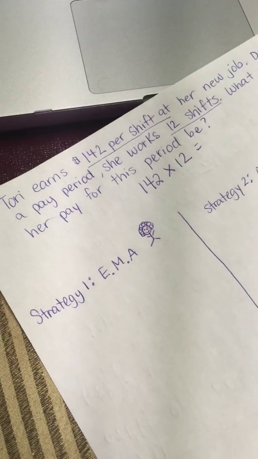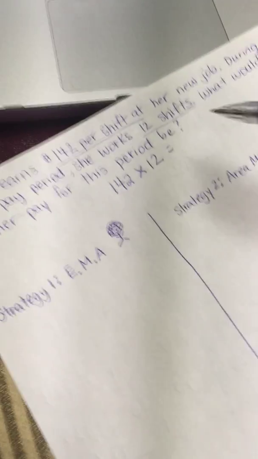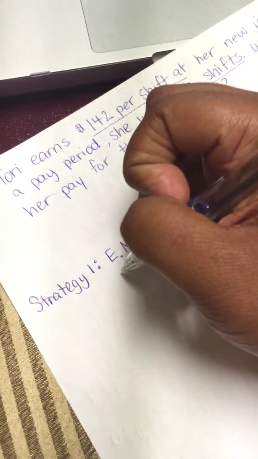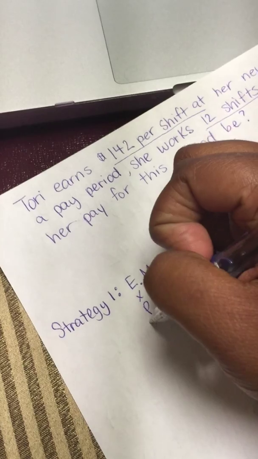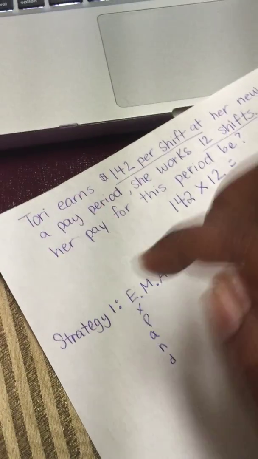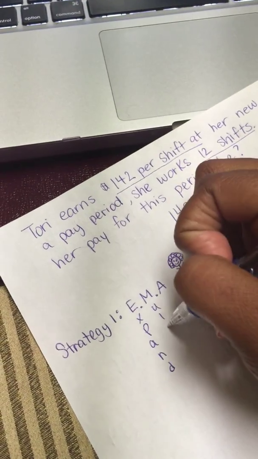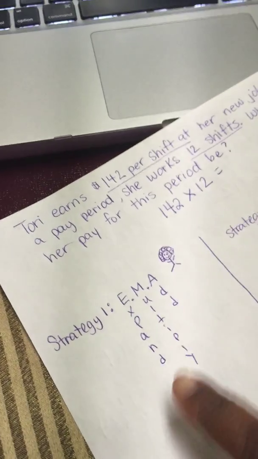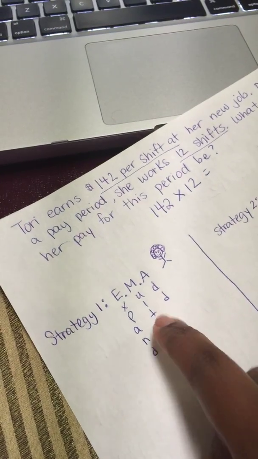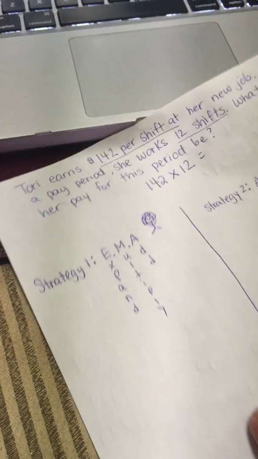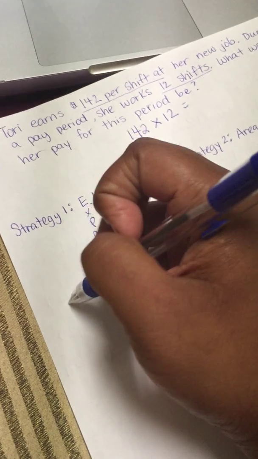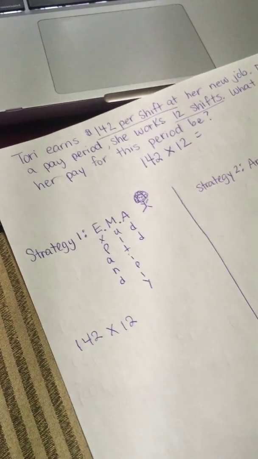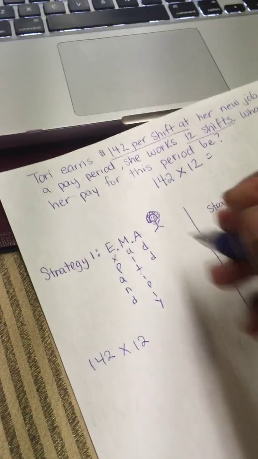Well, when I introduced multiplying multi-digit numbers, I introduced it using EMA. The first thing you do is you expand your number and you pick one number to expand. Then you multiply, and then you finally add, in that order. Expand, multiply, add. This acronym was very helpful to my students. So if I had 142 times 12, I would choose to expand the 142.